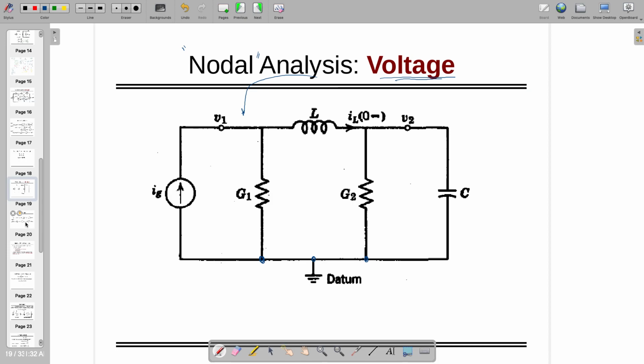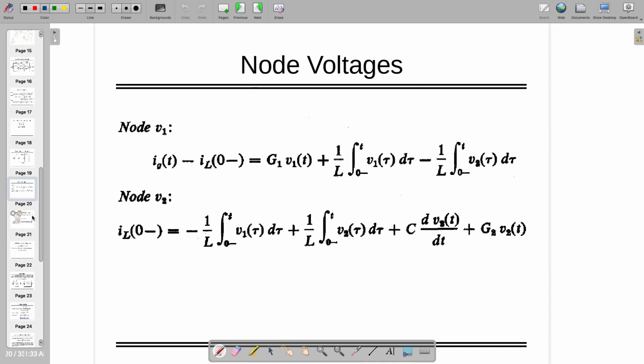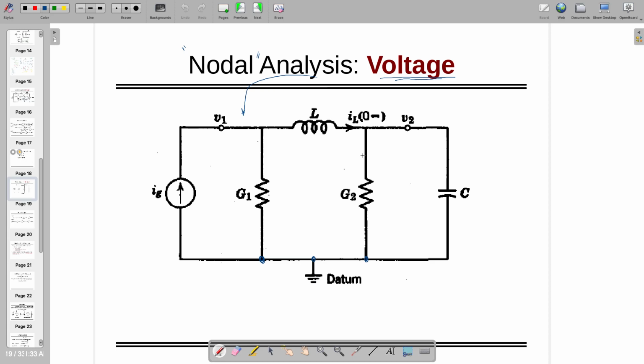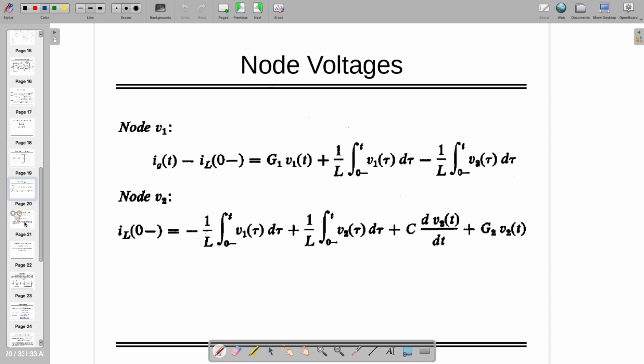So G1 and G2 are transconductances, right? If you are not writing, and if you are already an expert, one side is current, where the initial condition of the inductor is already included, and on the other side the current equations have been written in terms of voltages, right?